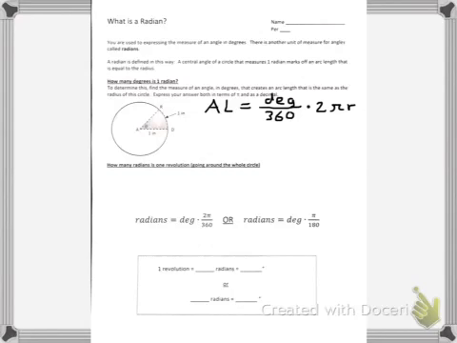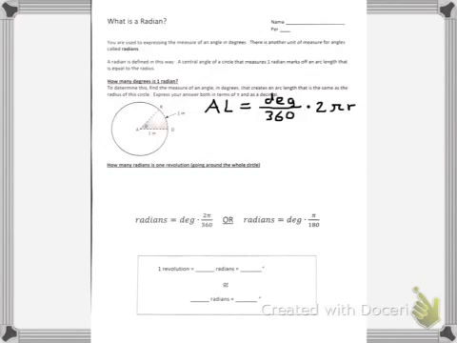A radian is defined in this way: a central angle of a circle that measures 1 radian marks off an arc length that is equal to the radius. All right, so now we get here to the bold underlined statement. It says, how many degrees is 1 radian? So what's the conversion factor here?